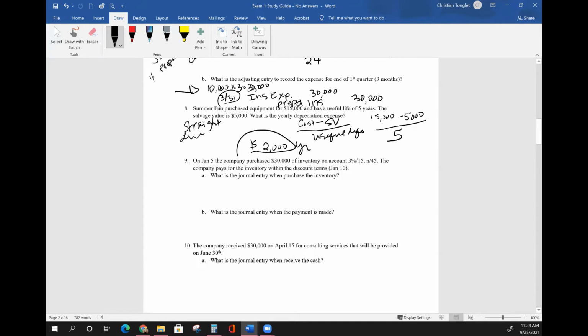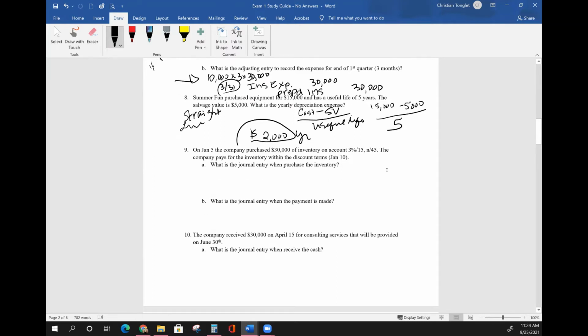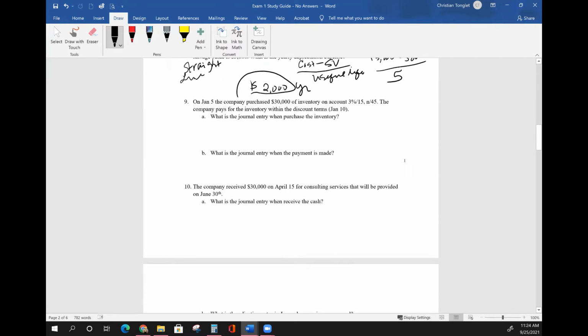On January 5th, the company purchased 30,000 of inventory on account, 3% 15 net 45. So remember, that means if I pay it within 15 days, I get that 3% discount. Otherwise, I have to pay it in 45 days and I pay the full amount. The company pays for the inventory within the discount terms. They pay it on January 10th.